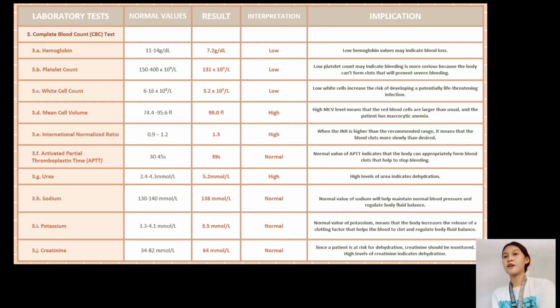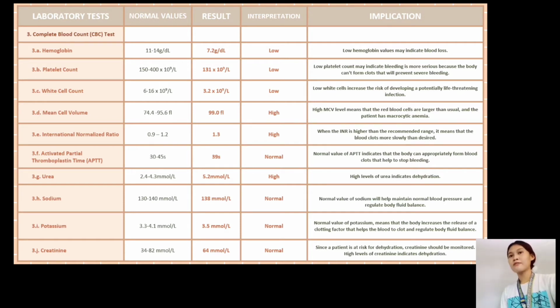Implication: when the INR is higher than the recommended range, it means that the blood clots more slowly than desired. The normal value of activated partial thromboplastin time is 30 to 45 seconds. The result is 39 seconds. Interpretation is normal. Implication: normal value of APTT indicates that the body can appropriately form blood clots that helps to stop bleeding. APTT is used to measure how long it takes for blood to clot.